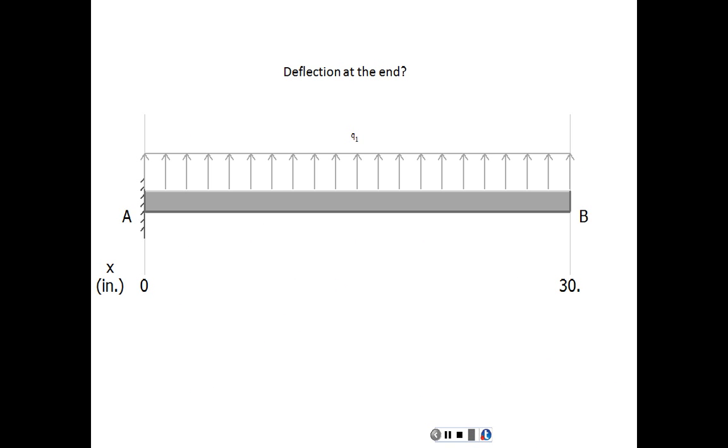All right. If this is my scenario, and I want the deflection at the end, do I have one that would work? 29. Am I going to have to shush you?